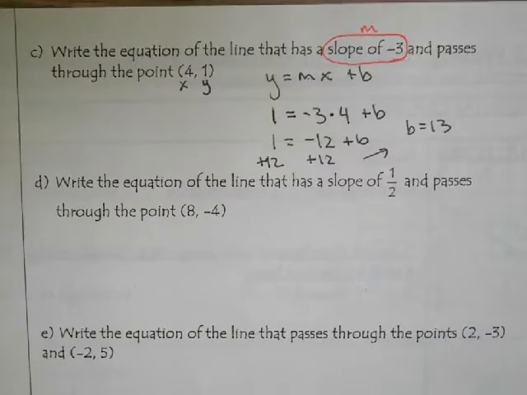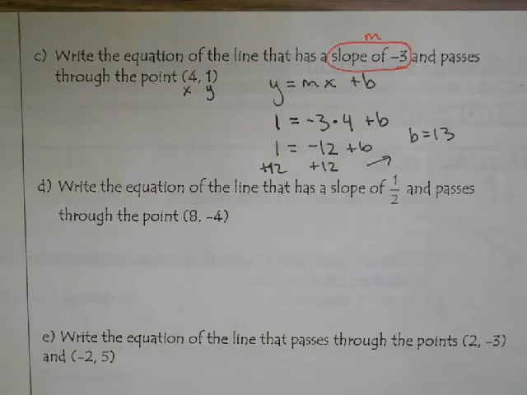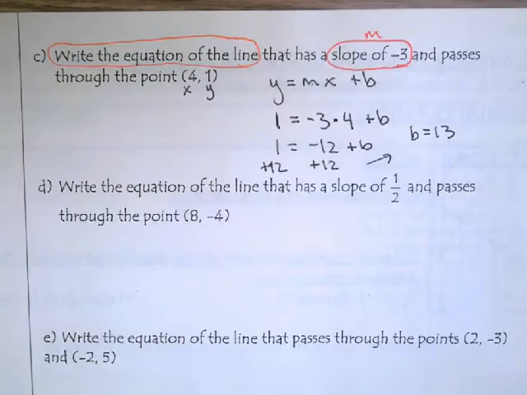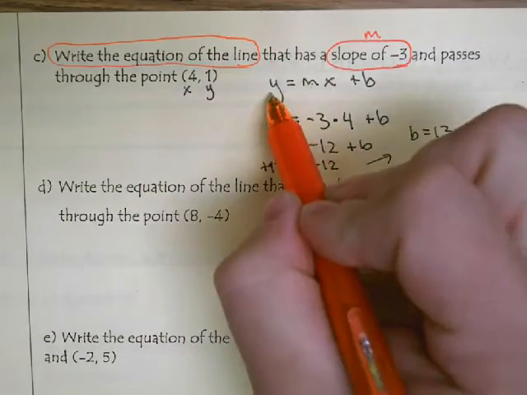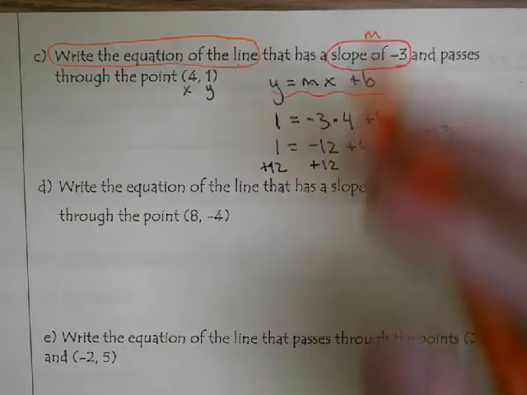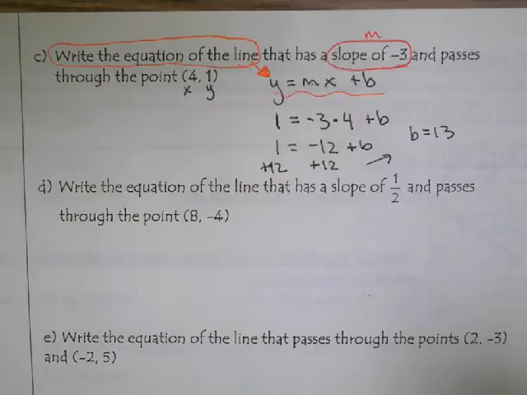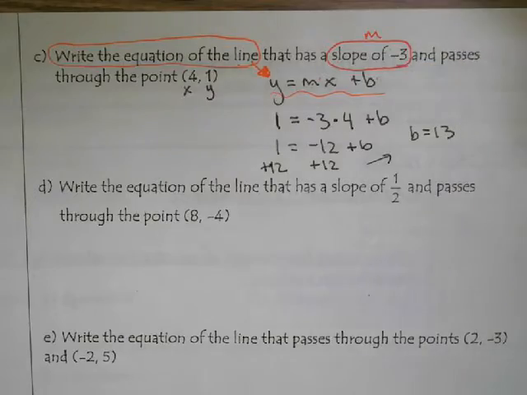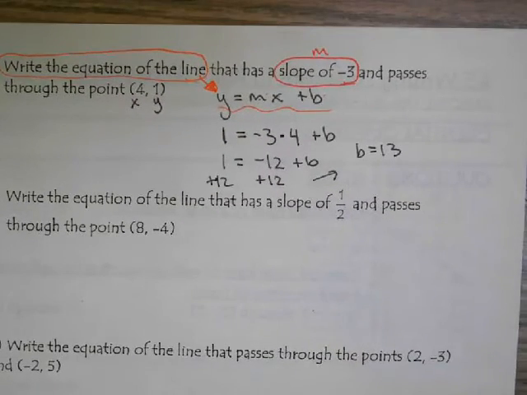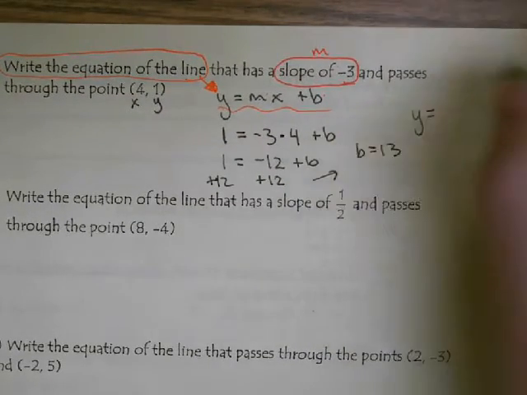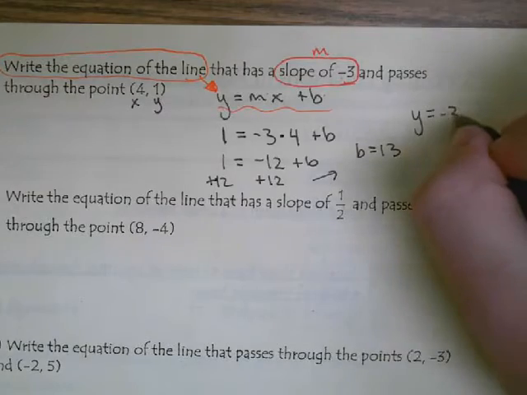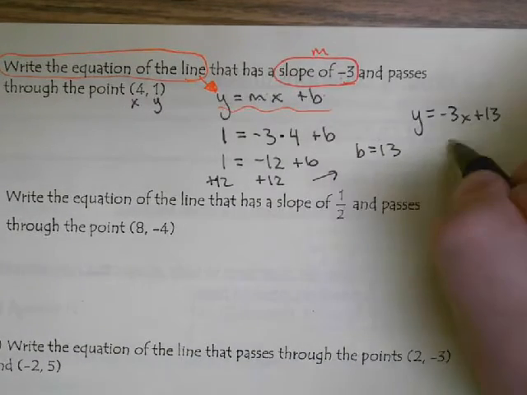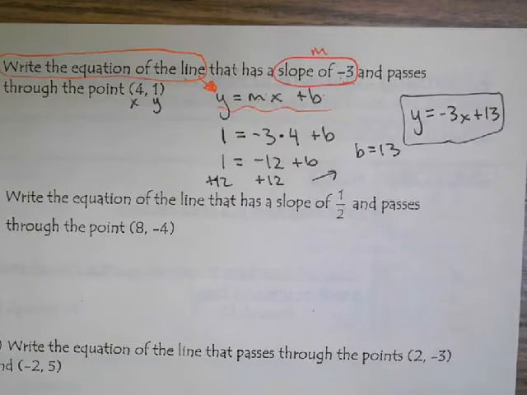But we're not done with the problem, because remember, the main point of this problem was to write the equation of a line. And the equation of a line has to be written like this. So this part is how we have to finish it. I need to plug in my m, I need to plug in my b, and then I'm done. So we'll have y equals, what's our m? -3x, and then what's our b? 13. Now we're done with the problem.